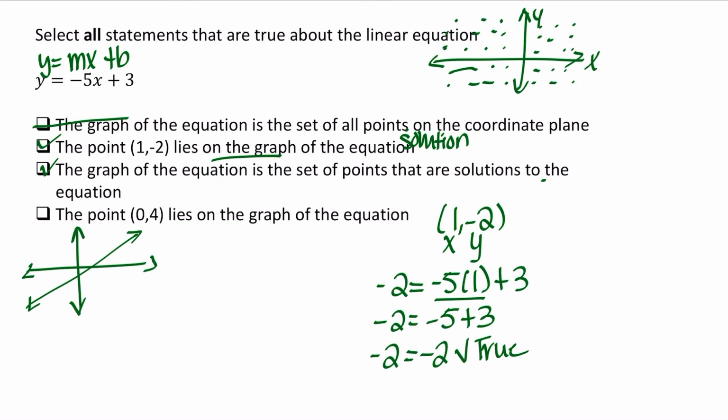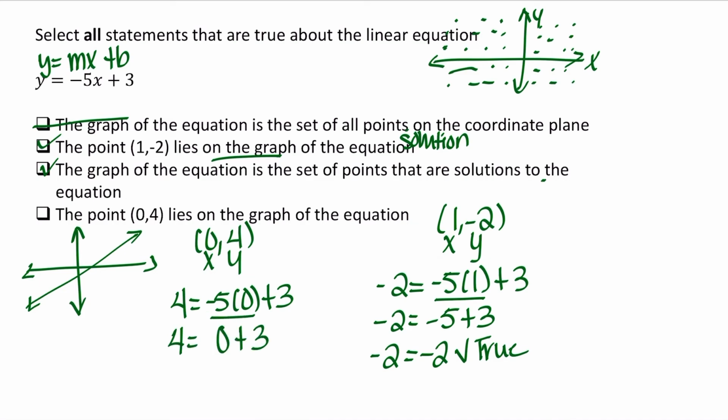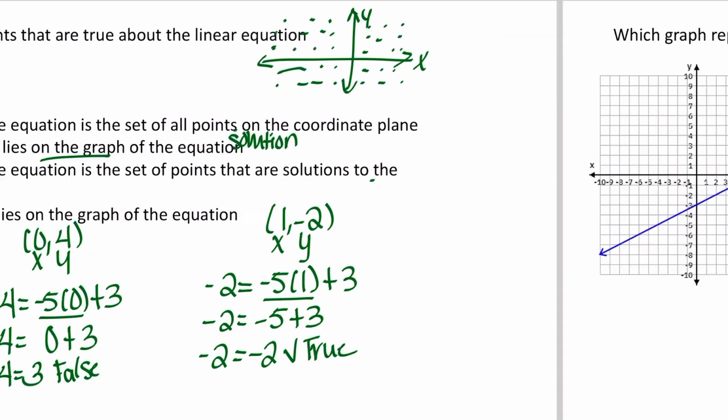And then it says the point 0, 4 lies on the graph of the equation. Well, let's try 0, 4. So 0, 4 gives us an x and y value. So if we plug into this equation, we'll get 4 equals negative 5 times 0 plus 3. So we have 4 equals negative 5 times 0 is 0 plus 3. And so 4 equals 3 is false, so that is not a true statement. So only these middle two statements are true about this equation.